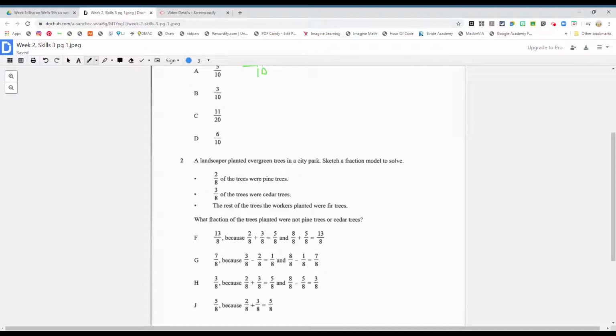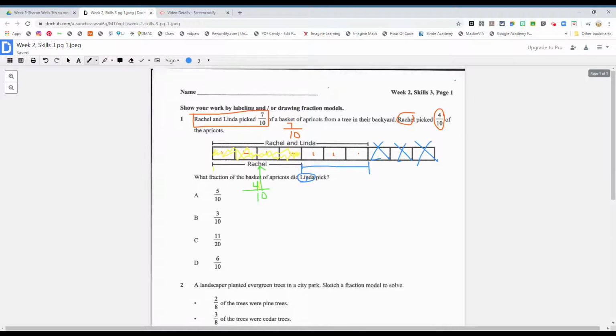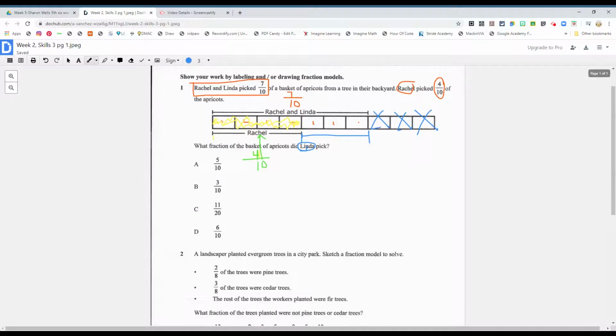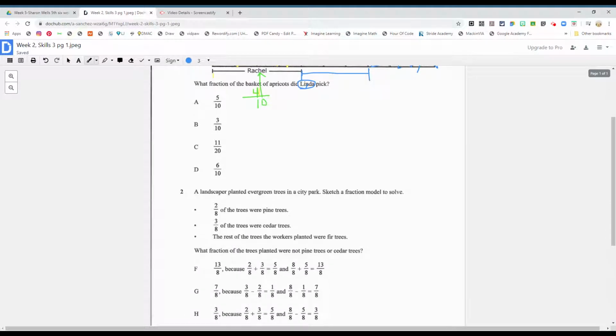2/8 of the trees were pine trees. 3/8 of the trees were cedar trees. The rest of the trees the workers planted were fir trees. What fraction of the trees planted were not pine trees or cedar trees? Okay, I'm going to do the same thing as they did over here, boys and girls. It looks like a strip diagram. Okay, so let's start with that, boys and girls, a strip diagram.